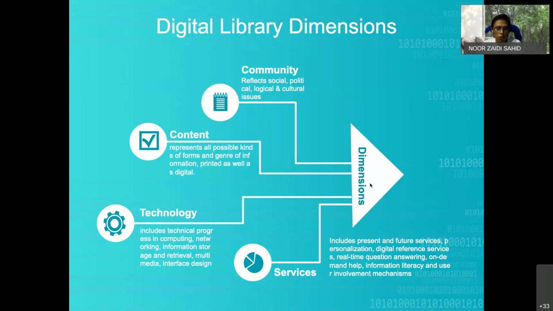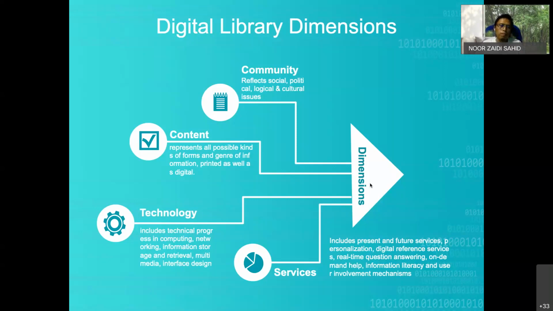Logical ini bermaksud bagaimana masyarakat itu dia evolve, dia berkembang untuk tujuan pendidikan ataupun untuk expand their knowledge, and finally they address the cultural issues need. So again, community ini dia datang dalam pelbagai aspek. Jadi digital library yang kita bangunkan, they should address this need.